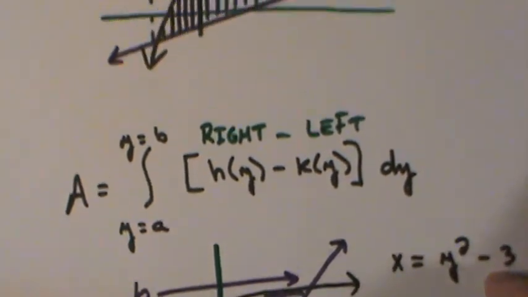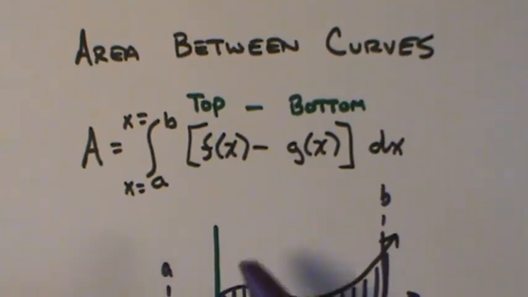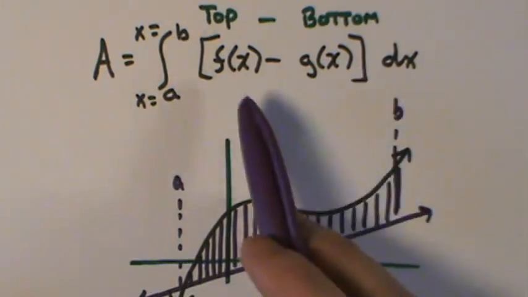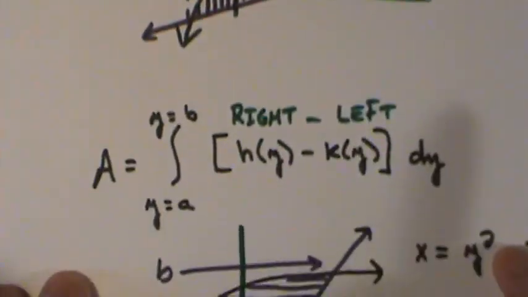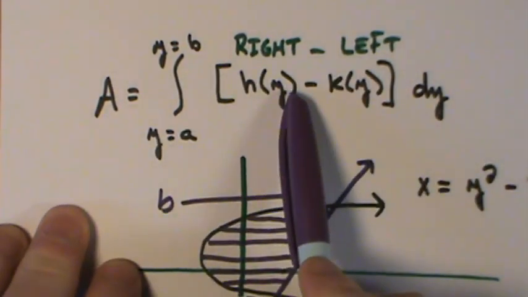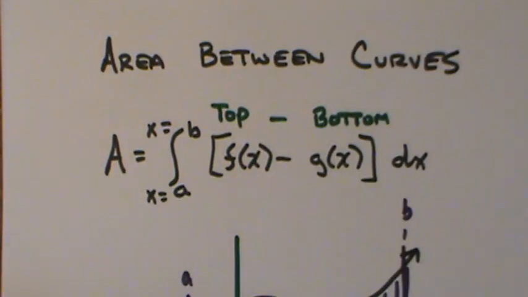That's the concept for the area between curves. You have two setups. One for vertical slicing, which is everything in terms of x. One for horizontal slicing, where everything is in terms of y. And that is your area between curves.